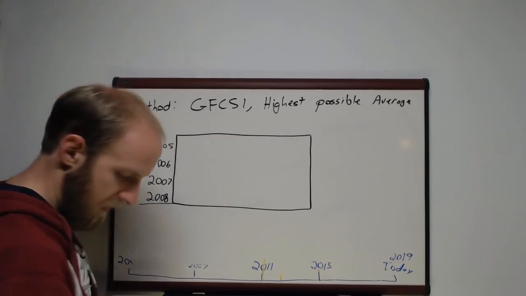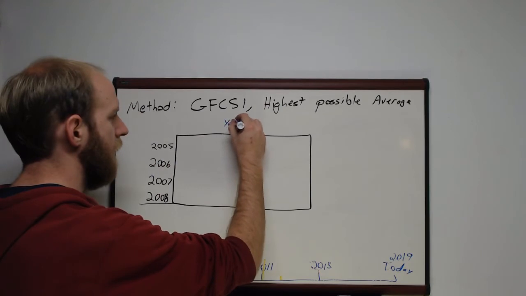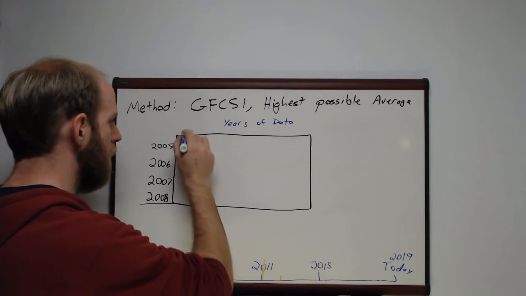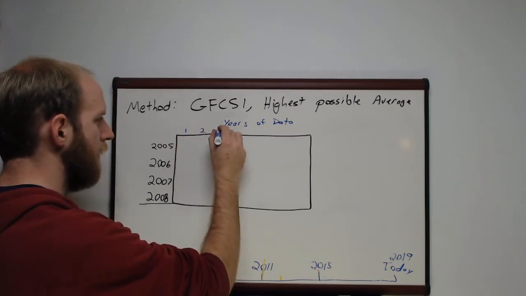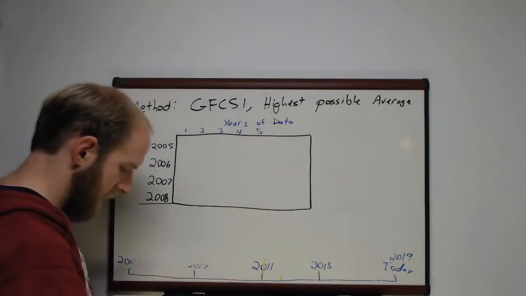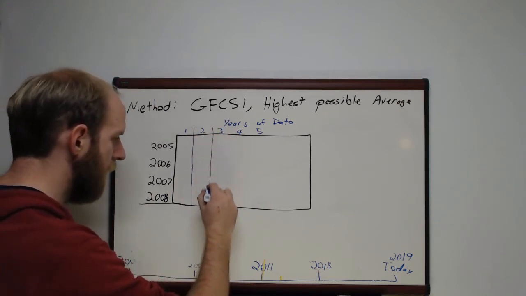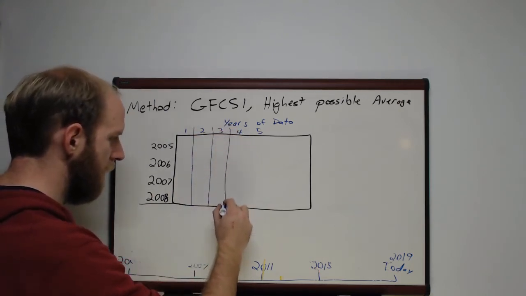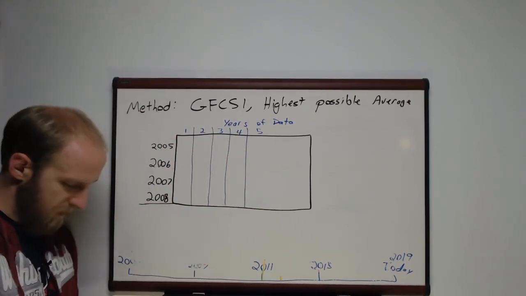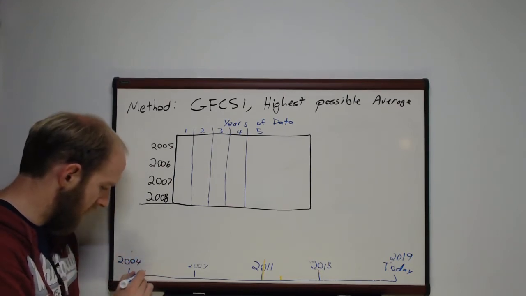Up here, you're going to see something that says years of data. So 1, 2, 3, 4, 5. We won't even get to 5. Okay, so what do these columns mean? Well, it's exactly what we just went over. If you're using 1 year of data and you're testing a strategy on 2005, then down here you used 2004, we'll put a mark on there, that's 2005.